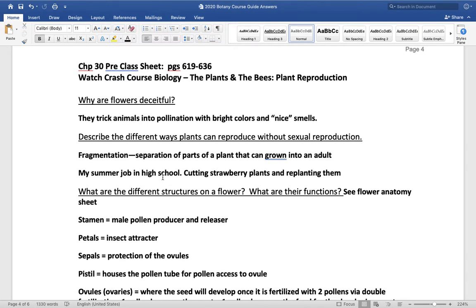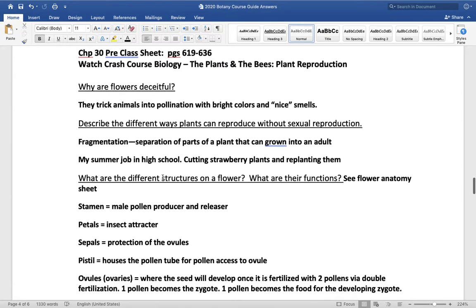Chapter 30, why are flowers deceitful? Pretty easy. They trick animals into pollination. They're bright. They smell nice. Some don't smell nice. Some smell like rotting meat, but that attracts some insects.